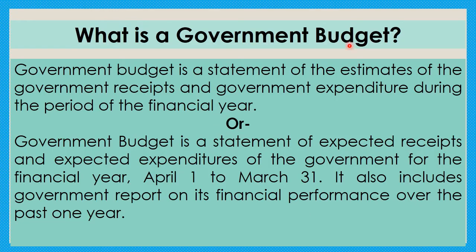What is a government budget? Government budget is a statement of the estimates of government receipts and government expenditure during the period of the financial year. Or, government budget is a statement of expected receipts and expected expenditures of the government for the financial year starting from April 1st to 31st March of the next year. It also includes government report on its financial performance over the past 1 year.